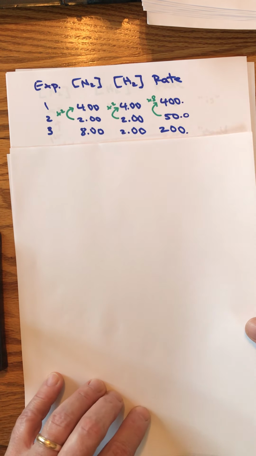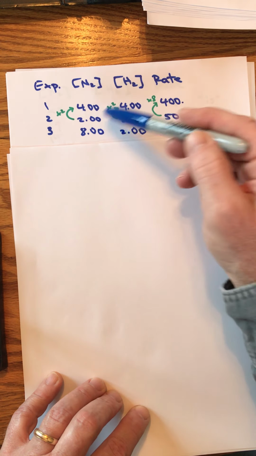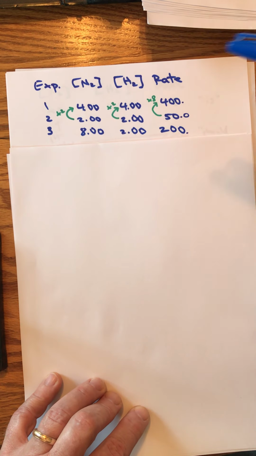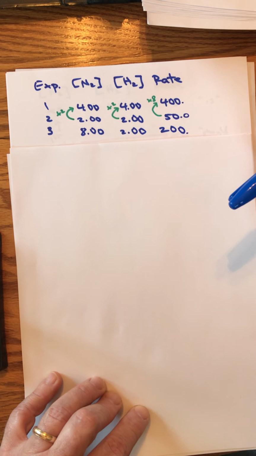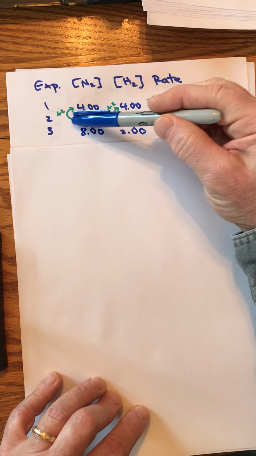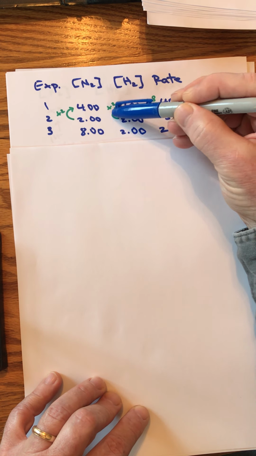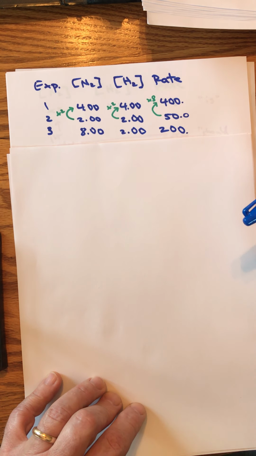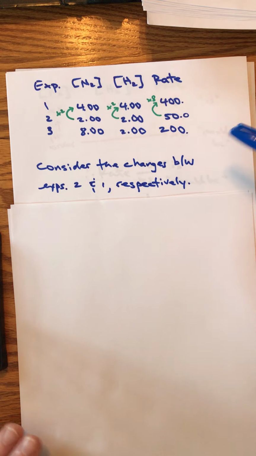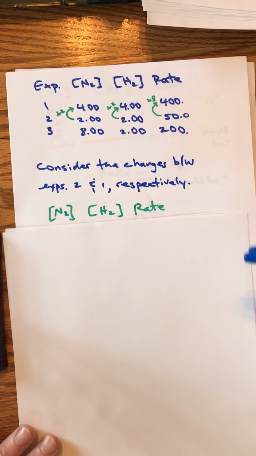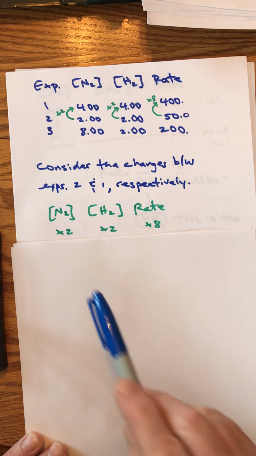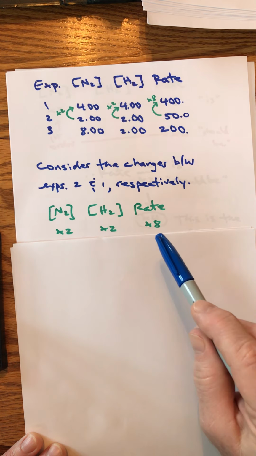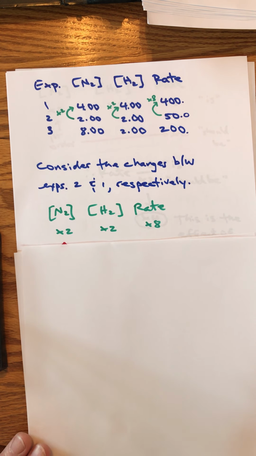Back to our data. In experiments 1 and 2, everything's changing. Working from 2 to 1, respectively, always worked. Very frustrating. I doubled nitrogen, I doubled hydrogen, and my rate went up by a factor of 8. Consider these respectively working up. Here are my changes: nitrogen went up by a factor of 2, hydrogen went up by a factor of 2, my rate went up by a factor of 8.